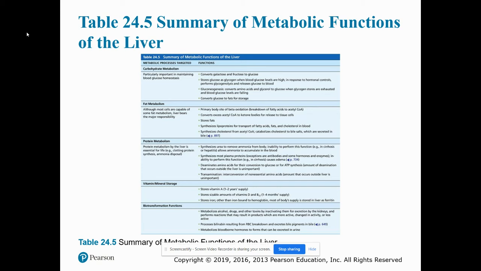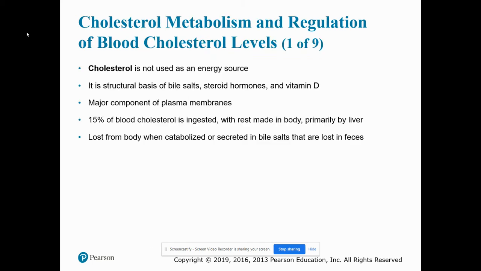Here's a summary of metabolic functions of the liver. Now, you don't necessarily have to go through this and memorize it, but it ties back everything we've talked about so far and puts it in a nice table form, so it may be worth looking at. It talks about carbohydrate metabolism, fat metabolism, protein metabolism. It goes into vitamin and mineral storage as well as biotransformation functions, which you don't have to go into too much detail. Next, cholesterol metabolism and regulation of blood cholesterol levels.